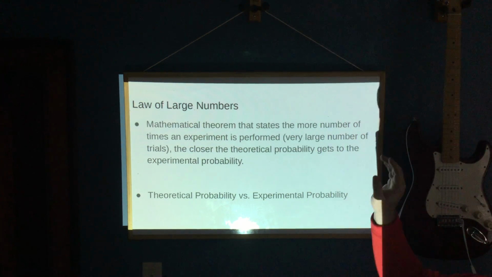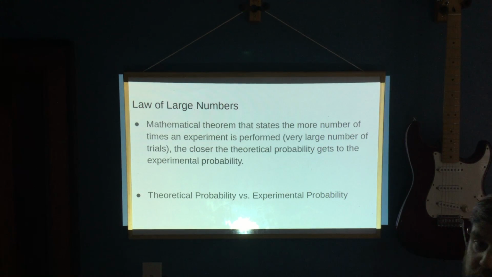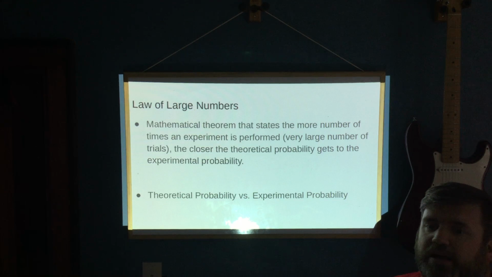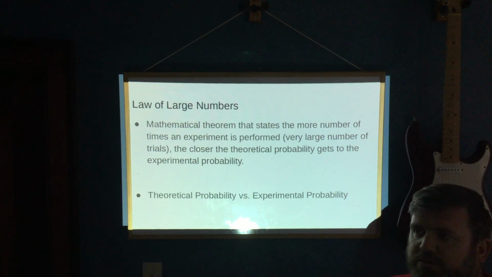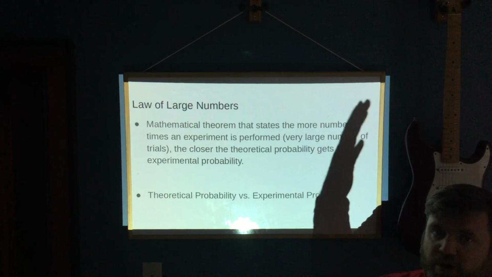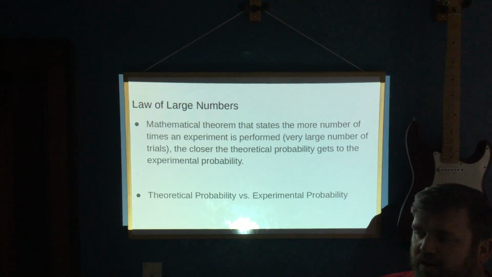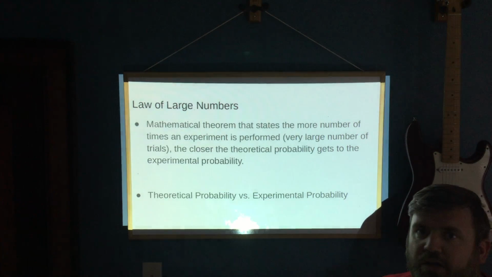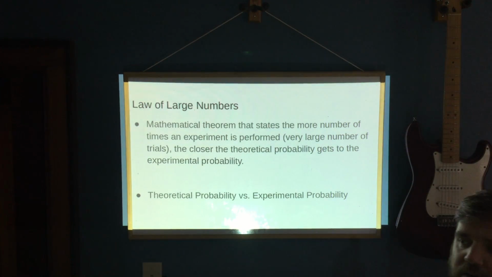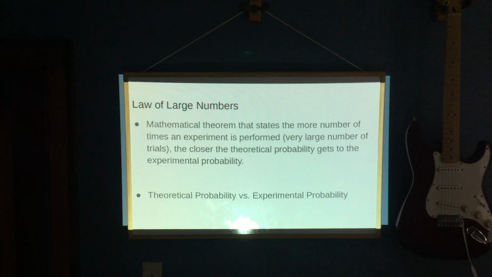All right, here we go. Law of large numbers. We have two different kinds of probability. One of them is called theoretical. Theoretical is what you did yesterday. In theory, if you take a 6-sided die and roll it, you have a 1 in 6 chance of landing on a 4, or you have a 1 in 2 chance of landing on an even number. That's in theory what should happen.